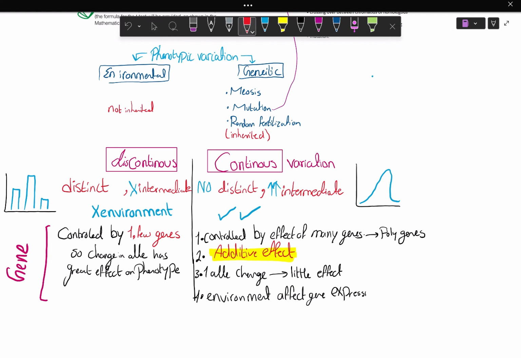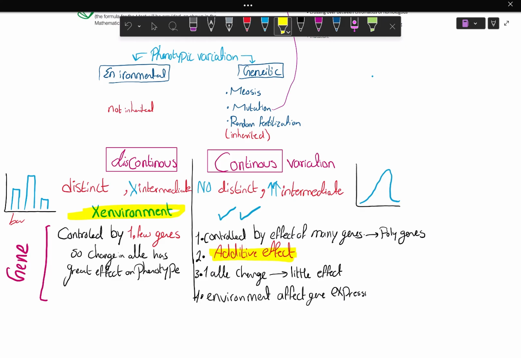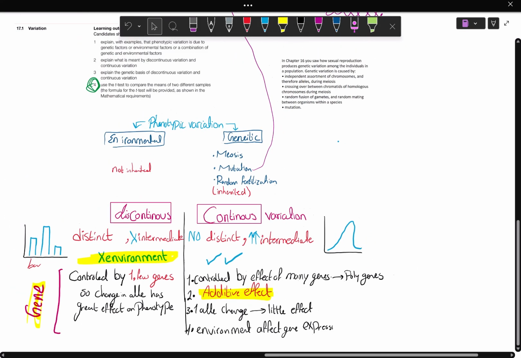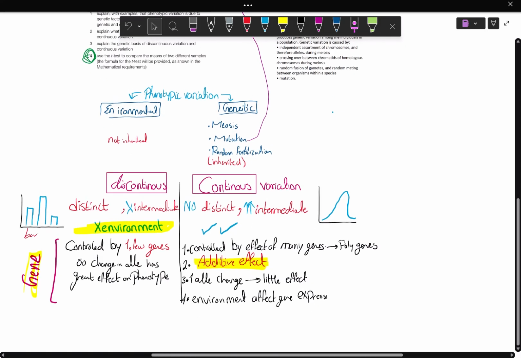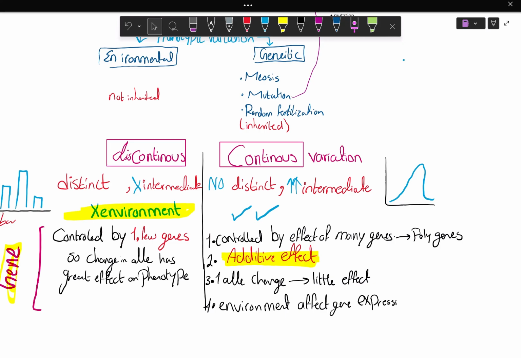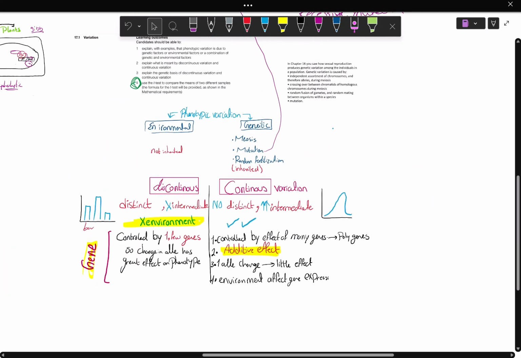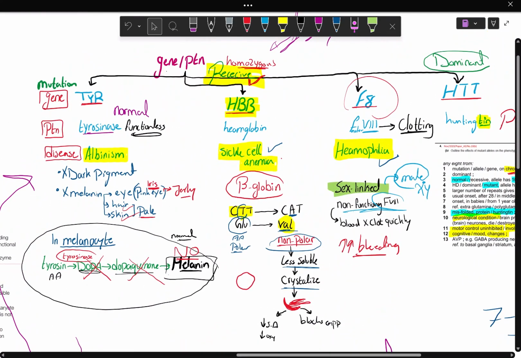So if you put this on a graph, it's going to be a bar graph, okay? And this type of variation is not affected by the environment at all, okay? And if the question asks about the genetic basis of the discontinuous variation, we're going to say that the discontinuous variation is controlled by one or very few genes, okay? So if only a few genes control this, any change in allele has a great effect on the phenotype. Like we were mentioning here, for example, any change of alleles here causes a huge effect on the phenotype. Now we have a whole disease, okay? So this is something major.